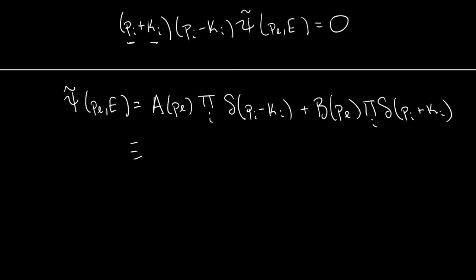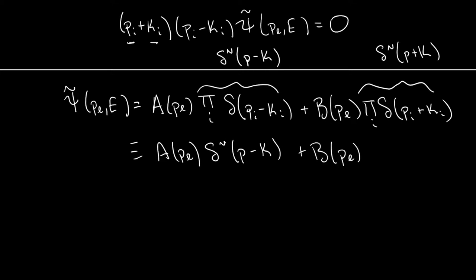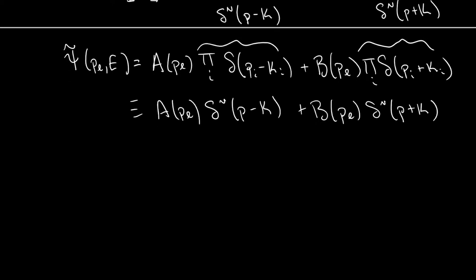And now I'm going to take these and define them as n-dimensional Dirac delta functions. I'm just going to give them this notation. It just makes life a little bit easier rather than carrying around a whole bunch of product symbols. So A(p) delta^n(p minus kappa) plus B(p) delta^n(p plus kappa). Okay? So now to get things in position space, we just Fourier transform.